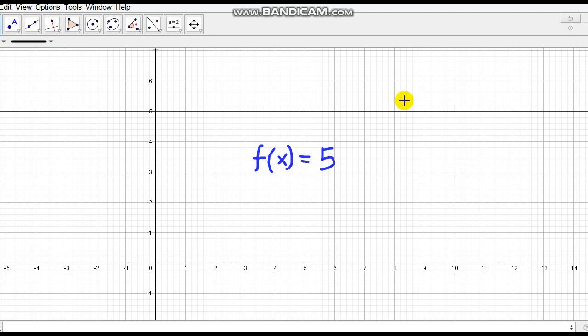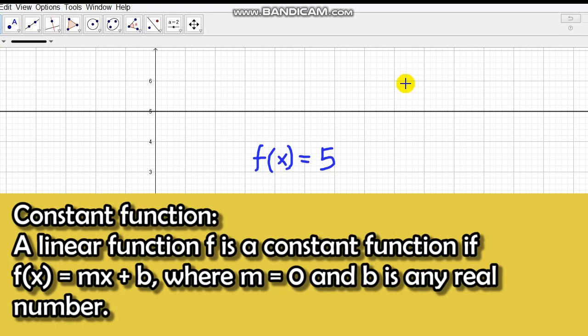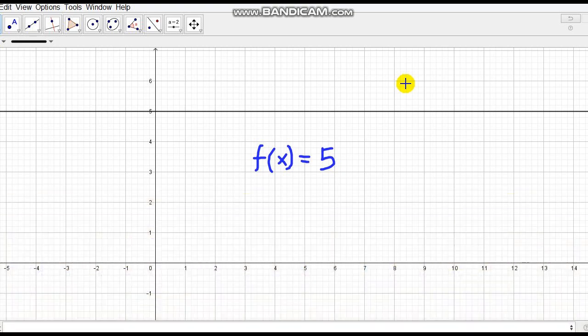Another example is the constant function. Now, a linear function f is a constant function if f of x is equal to mx plus b, where m is equal to 0 and b is any real number. So in our example here, we have f of x is equal to 5. Now, m is equal to 0 here and b is equal to 5. So our graph here is a horizontal line.